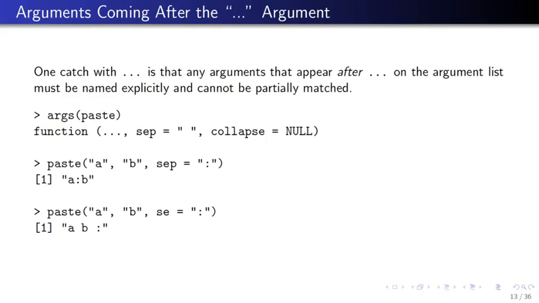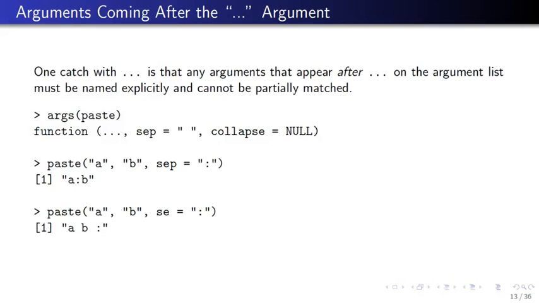So the one catch with the ... argument is that any arguments that appear after the 3 dots in the argument list must be named explicitly, and furthermore cannot be partially matched. So you can't use positional matching or partial matching for arguments that come after the 3 dots. And this makes sense because otherwise there's no way for R to know whether you're passing something to the ... or to a different argument.